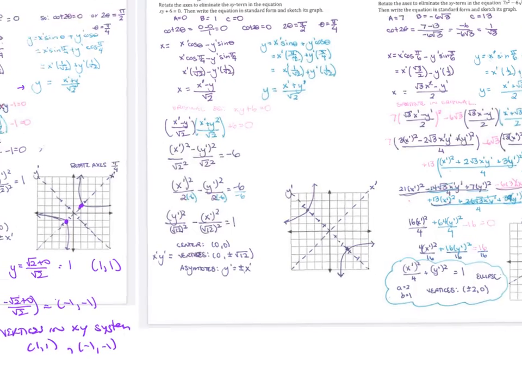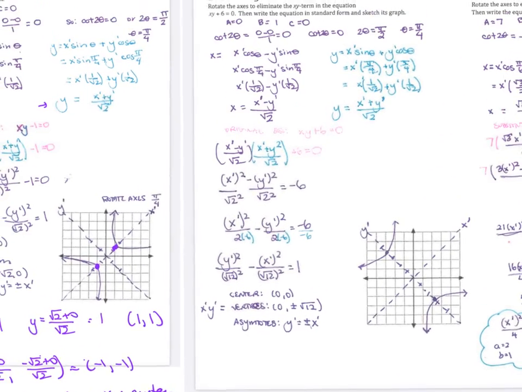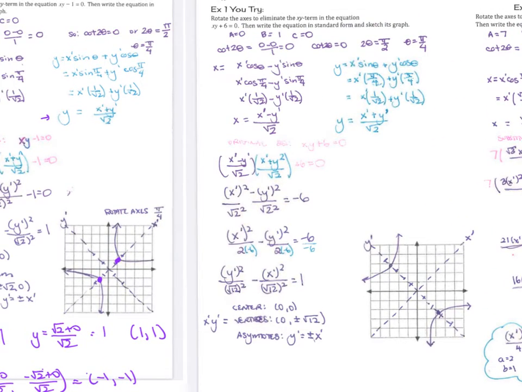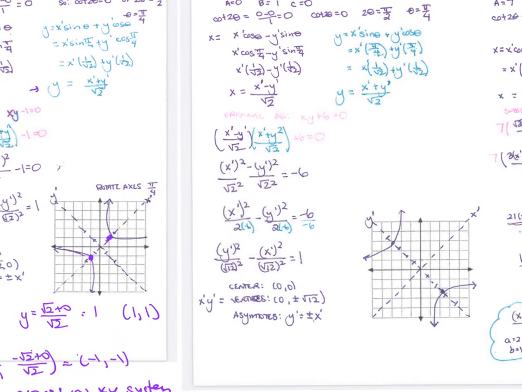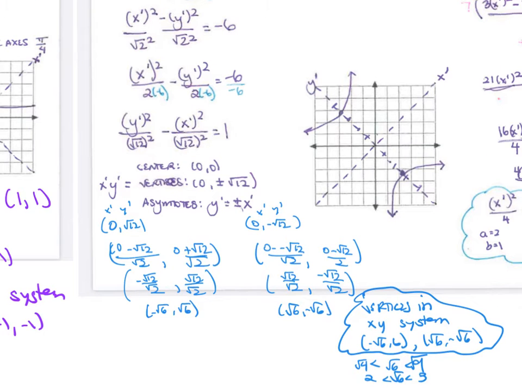So here, because we didn't find that either in this example, see if you can try to find it by plugging in the vertex that we found right down here into the xy. Okay, so if you tried this out, you should have found that the vertices in the xy system are negative root 6, square root of 6, and also positive root 6, negative root 6.